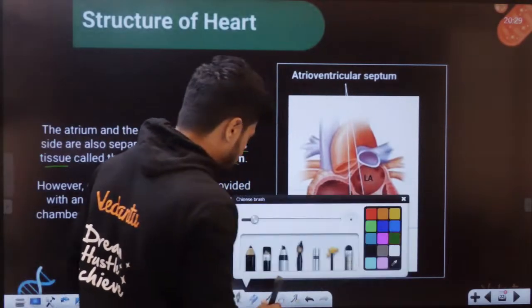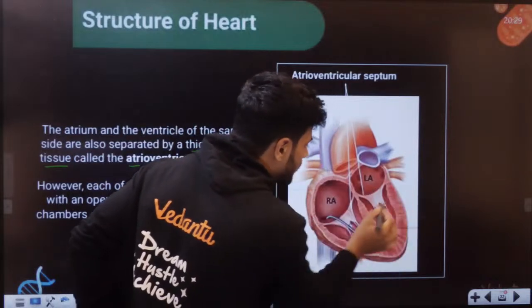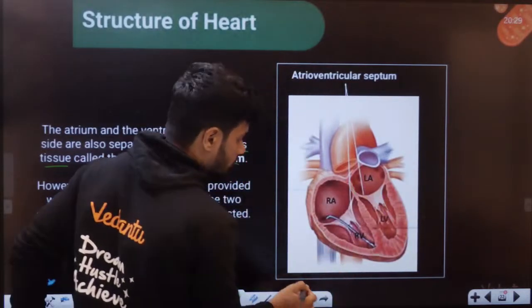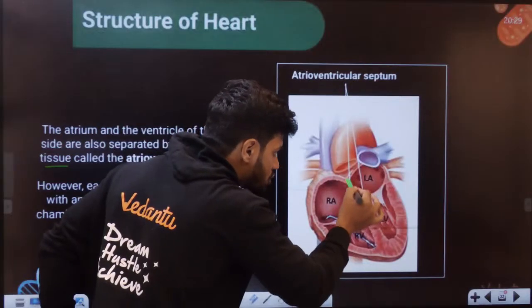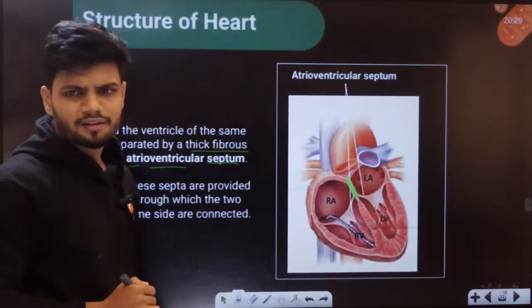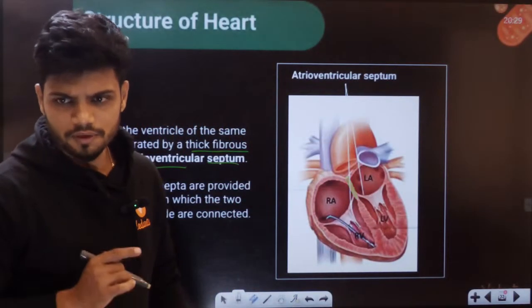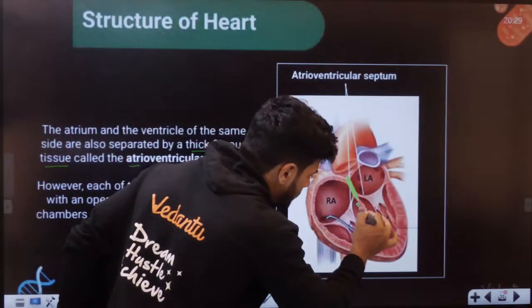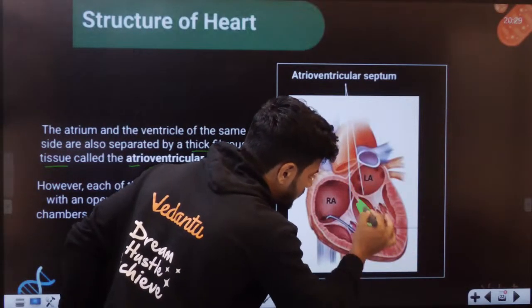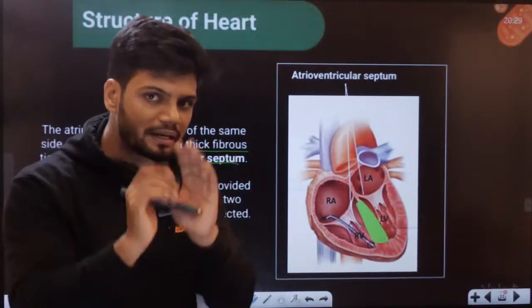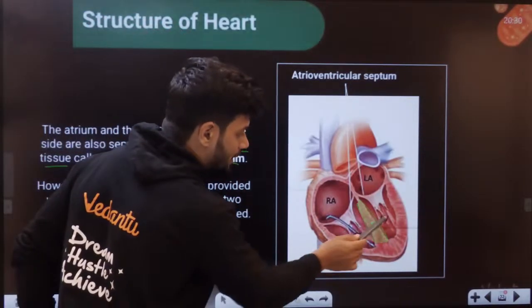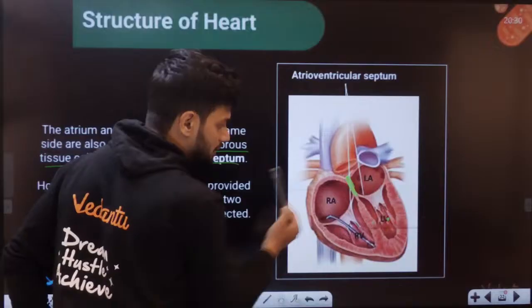First we learned about this region. That is the interatrial septum. Then we learned about this part here. That is the interventricular septum, between the two ventricles. This septum is between the two ventricles, and this septum is present between the two atria.